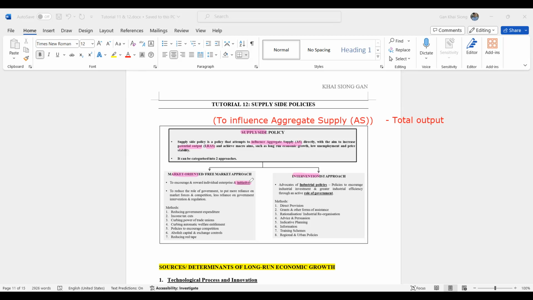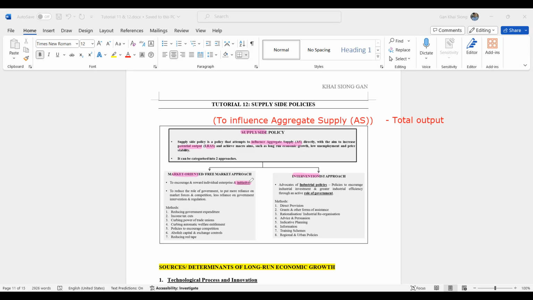Reducing the automatic welfare entitlement so that people will not rely on the welfare so much. Policies to encourage competition, abolishing capital controls, and also reducing red tape. So you can see the left-hand side is more about making the markets more competitive and giving people more incentive to work longer, to produce more, or to become entrepreneurs, for instance. That's what is called the market-oriented approach.